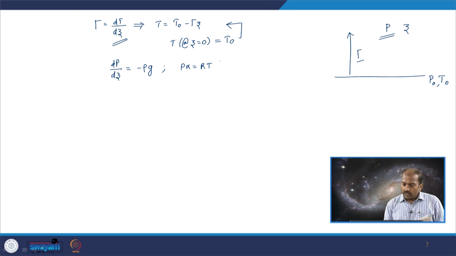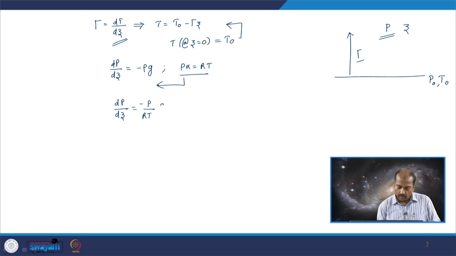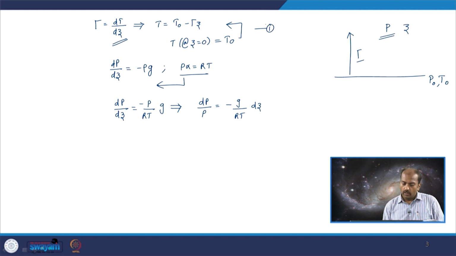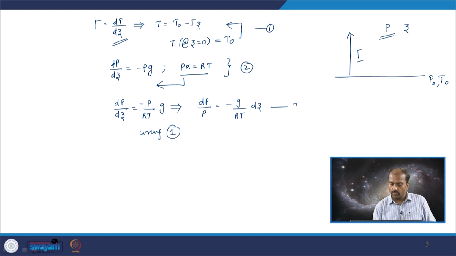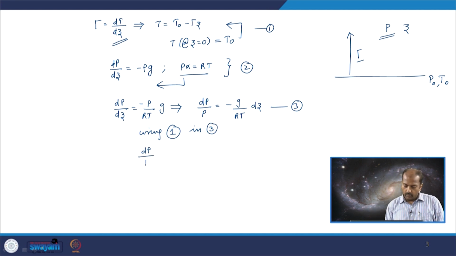Now, we will just rearrange these equations and try to use this equation in this equation. So dP over dz equals, in the place of rho, we can write P by RT, times minus g, which can be written as dP over P equals minus g by RT dz. Let's call this equation 1, this set of equations 2, and this equation 3. Using 1 in 3, we can say that dP over P equals minus g over R times 1 over T naught minus gamma z, dz.